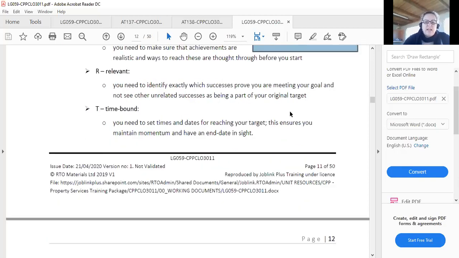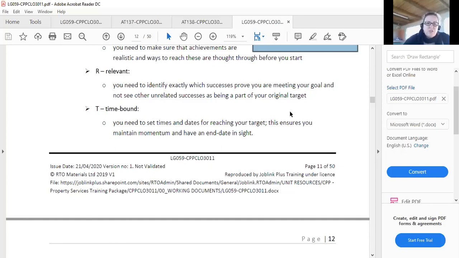You want to identify exactly what successes prove you're meeting your goal, and not see unrelated successes as being part of the original target. So back to the losing weight goal, which a lot of people set, you might not realise that getting enough sleep and getting enough rest and not being very stressed actually contributes to weight loss. So that would be relevant in tracking that target. Would be, you know, am I getting enough sleep? Am I getting enough exercise? Not just am I losing weight?